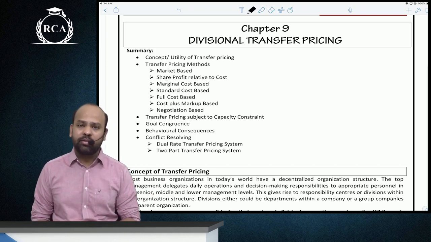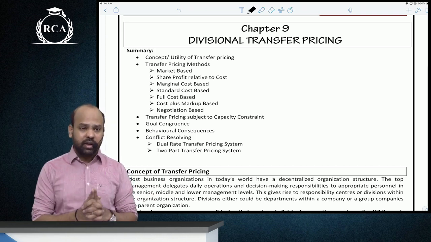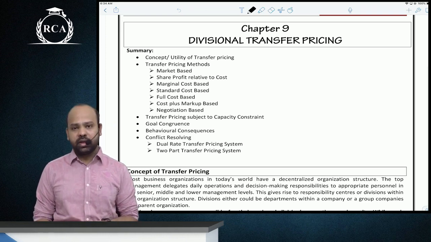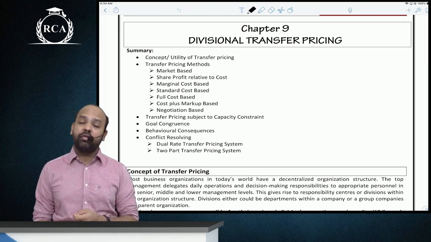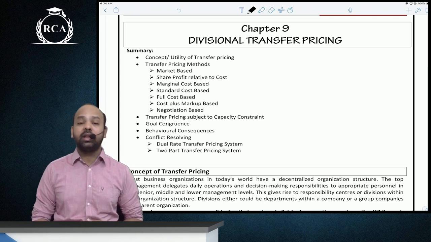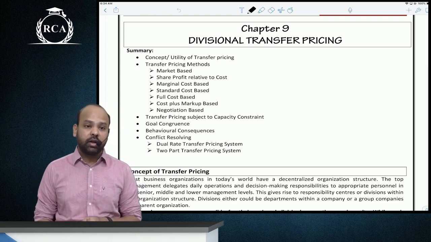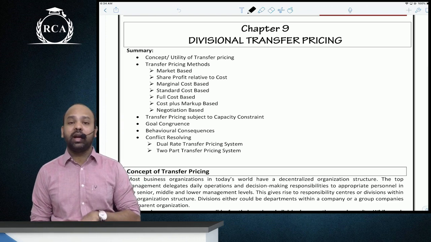Yes, sir, we know what responsibility centers are. Yes, responsibility centers, four types, guys. There are cost centers, there are profit centers, there are investment centers, and then there are revenue centers. Cost center, profit center, revenue center, and investment center.